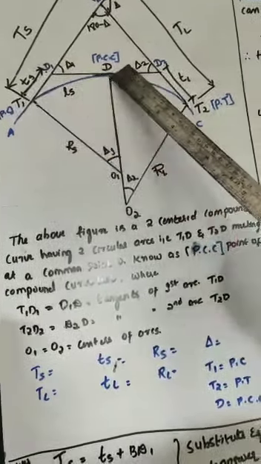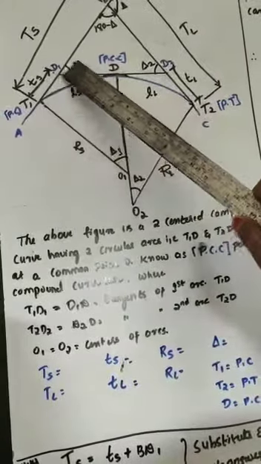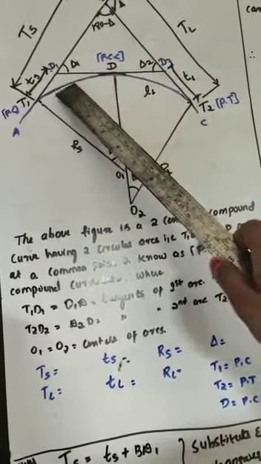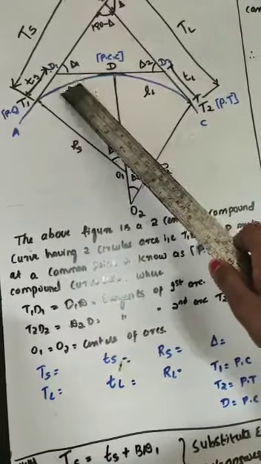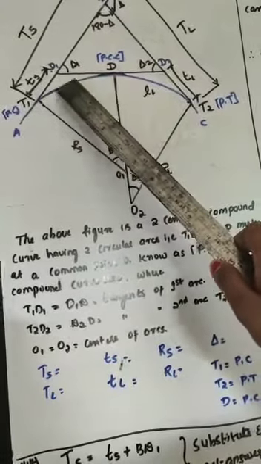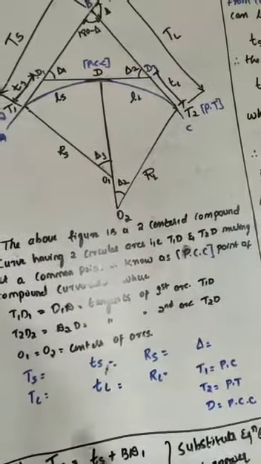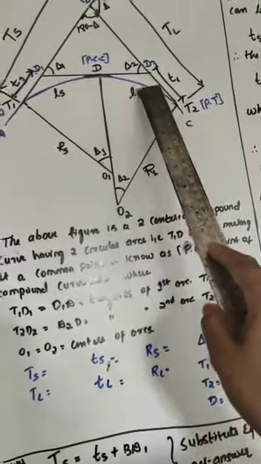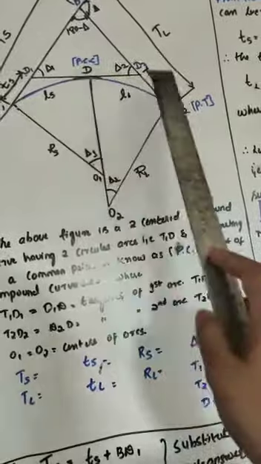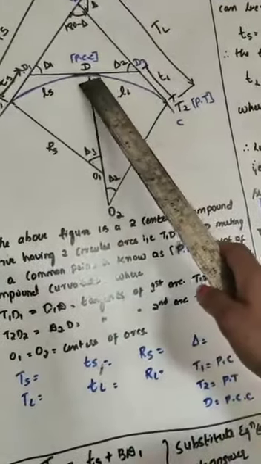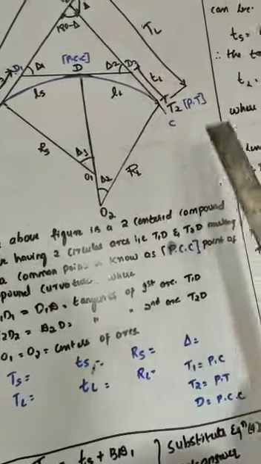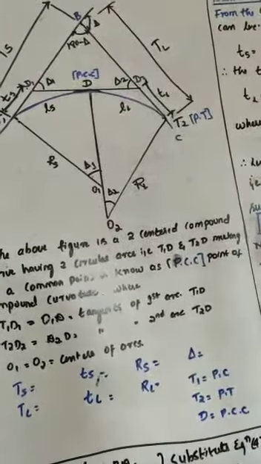And this small ts is the length of the tangent, that is T1D1. So if this is an arc, the tangents for this small curve, for this small arc, are T1D1 and D1D. In a similar way, for this long curve, DD2 and T2D2 are the tangents.